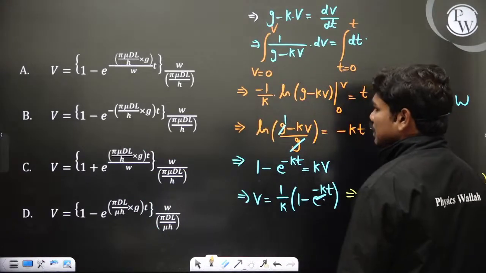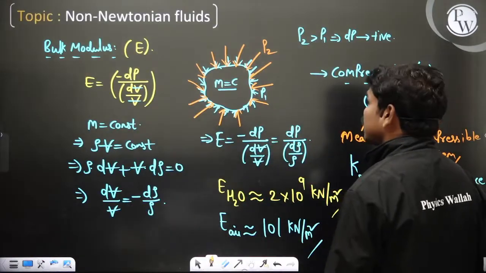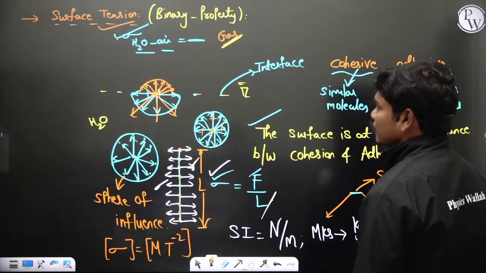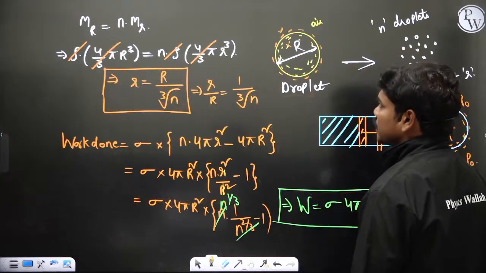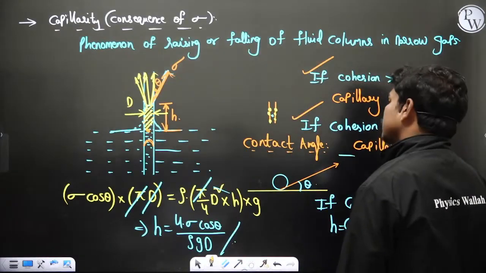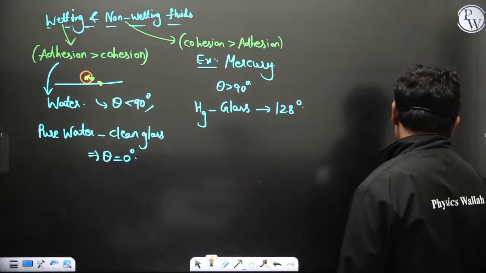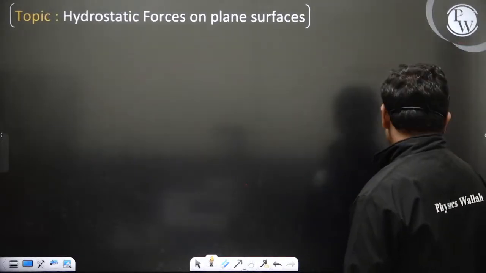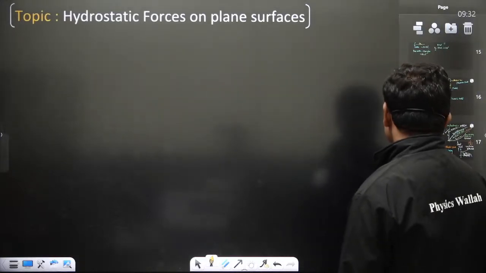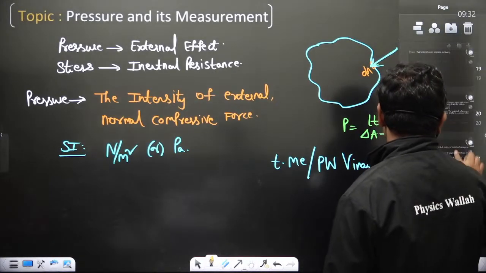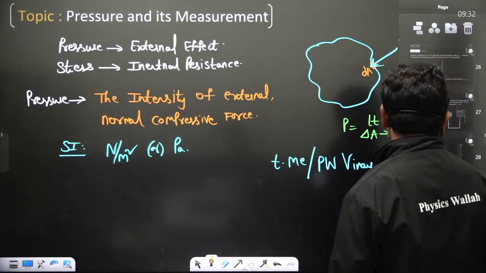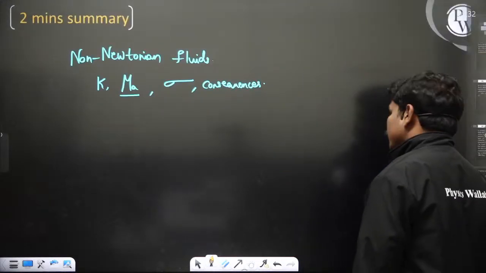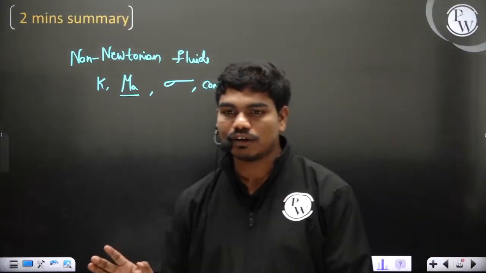Then after we solved this simple differential equation, we saw the concepts of bulk modulus, incompressible fluids and flows, surface tension and its consequences. Then after the Young-Laplace equation, we solved certain wetting and non-wetting phenomena, then non-Newtonian fluids also. We have seen the concept of pressure. Hydrostatic forces and pressure we will see tomorrow. I thought of solving some questions, but anyway the time is up, so we will stop here for today. This is the brief summary of what you have covered.